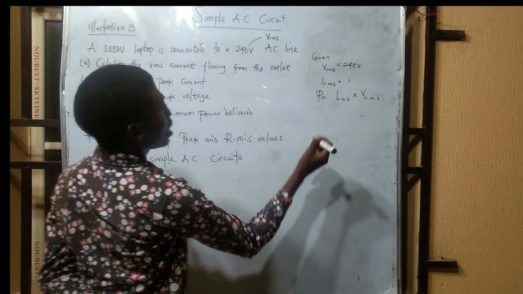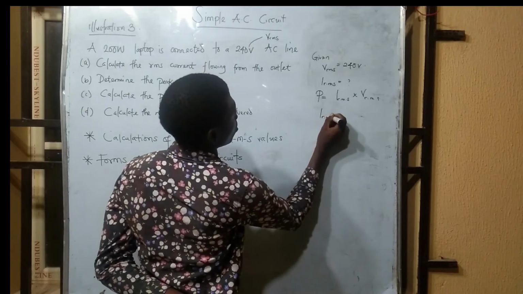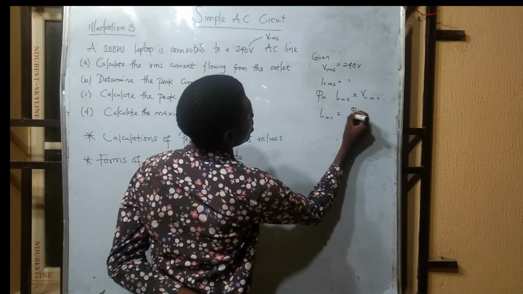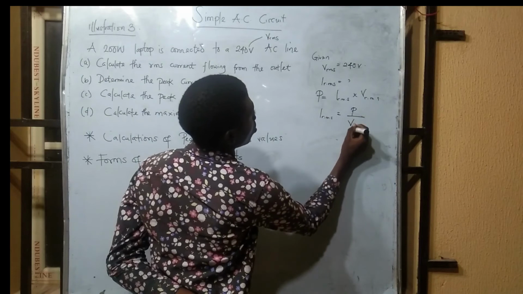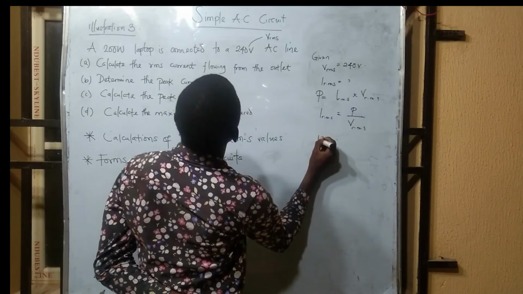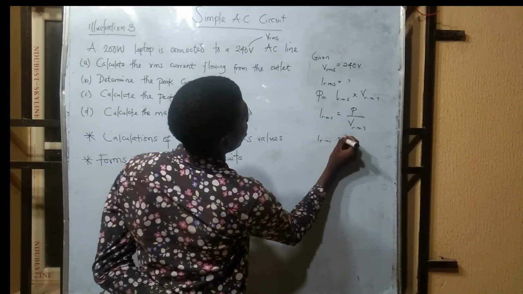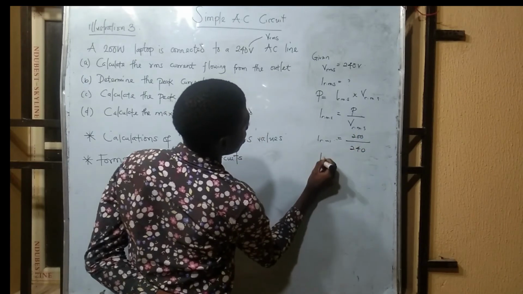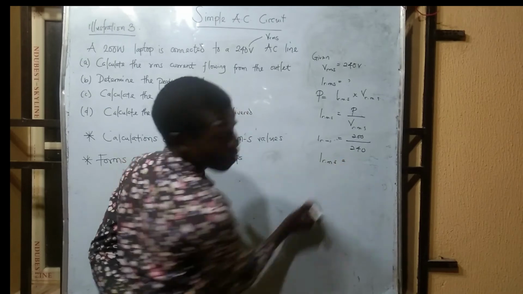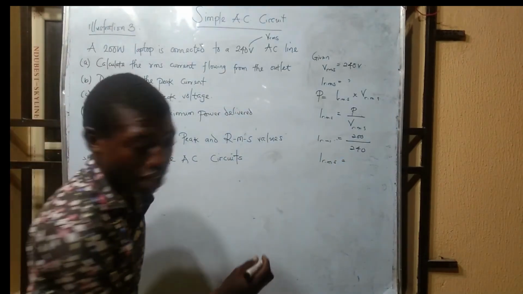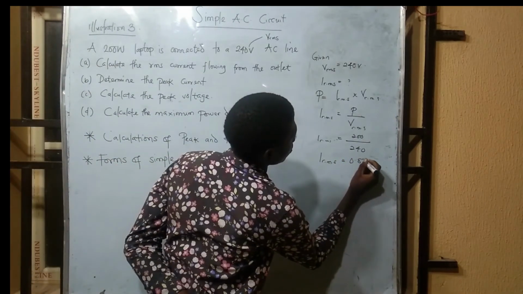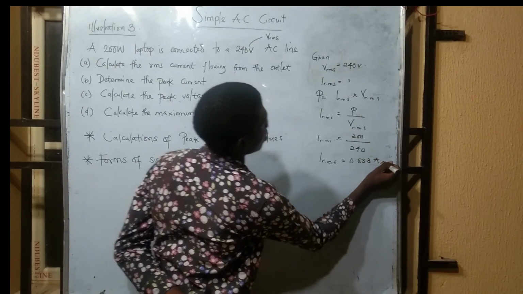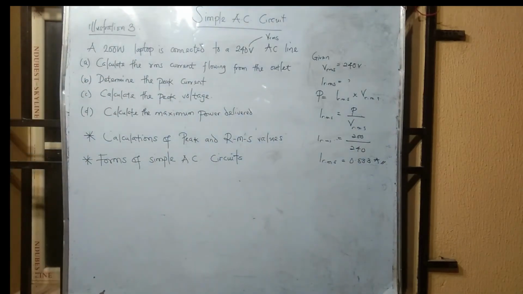So what we just need to do here is make Irms the subject of the formula, and we have Irms equals our power over Vrms. So that way we have 200 all over 240. Simplifying this further, we have our answer to be 0.833 amperes. So that's that for the RMS current.